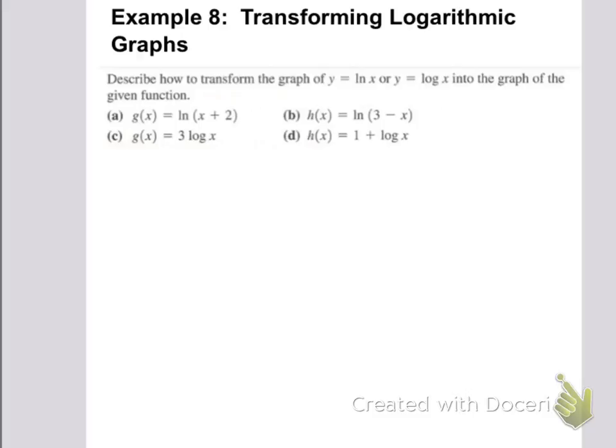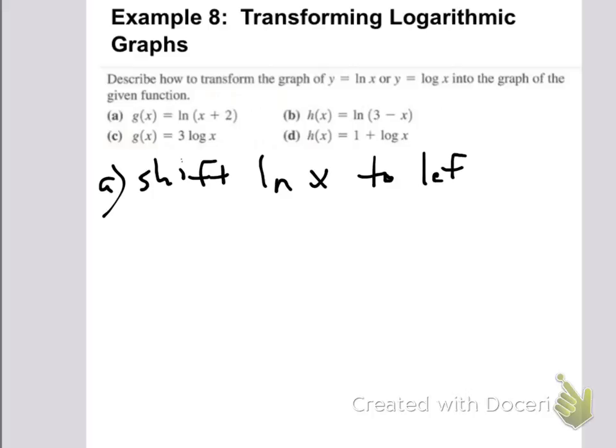So, anywho, part A. Now, these transformations are just like all the other transformations we've done, guys, okay? We are shifting, so we're going to shift ln x to the left 2. So it's a horizontal translation, okay, to the left 2. Now, when it says to graph it, well, it just says describe, so we don't even have to graph it.